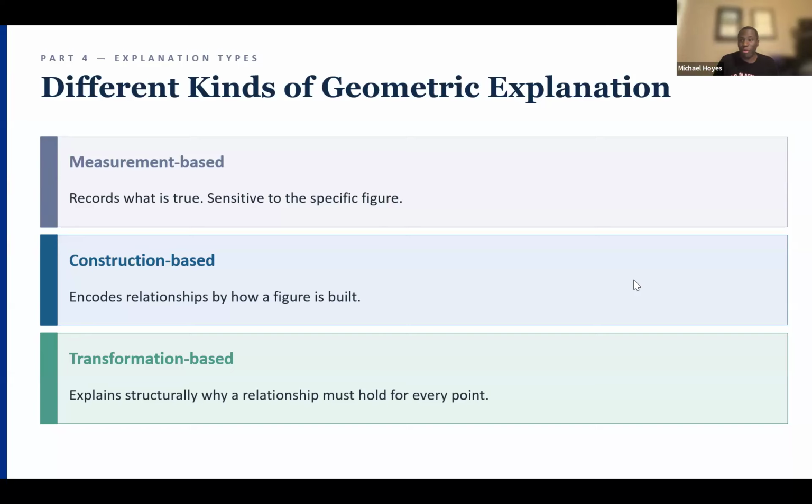That explanation is very, very powerful. Like, I know this to be true because this is how I built it. I built it that way. And that's a very powerful way to explain why something is the way it is, because you constructed it.